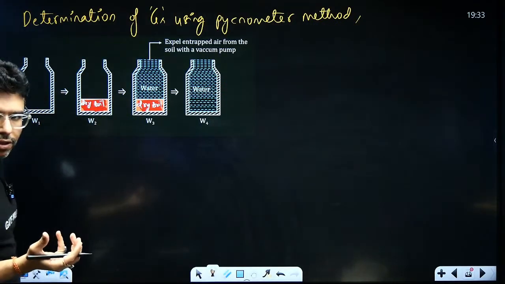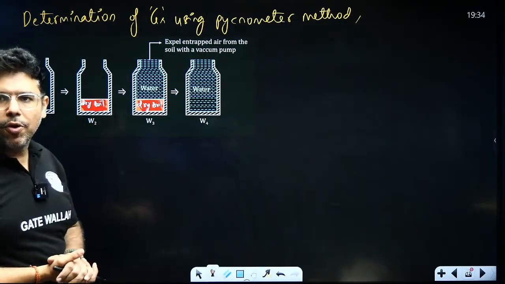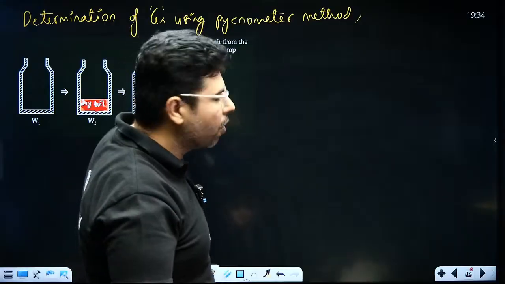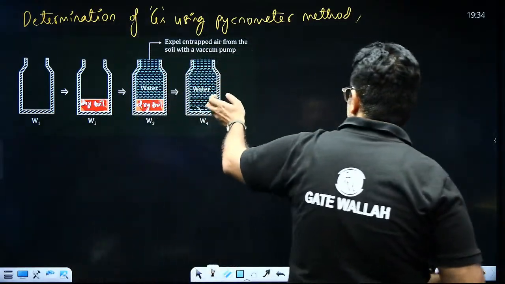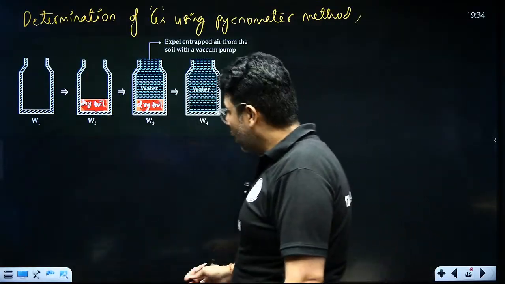Rest the total method is same. So first we will oven dry the soil. Record the weight of empty pycnometer. Record the weight of empty pycnometer plus dry soil. Then fill it with water and record the weight. And then wash the whole assembly, fill it with water and record the weight. Now let's see how to calculate Gs.